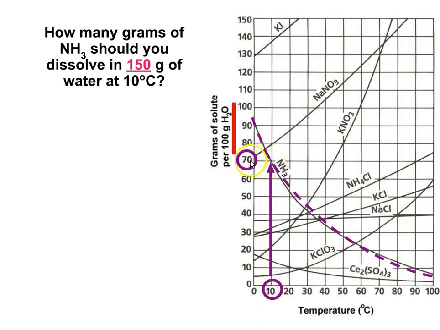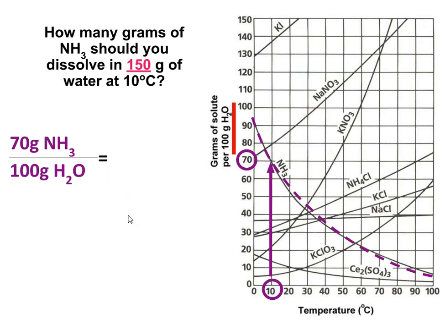It's going to be right at 70 grams. 70 grams of NH3 dissolves in 100 grams of water at 10 degrees Celsius, right? And that's kind of like a proportional relationship. Now, we don't want to know how much dissolves in 100. We want to know how much dissolves in 150. So we have to set this equal in a proportion.